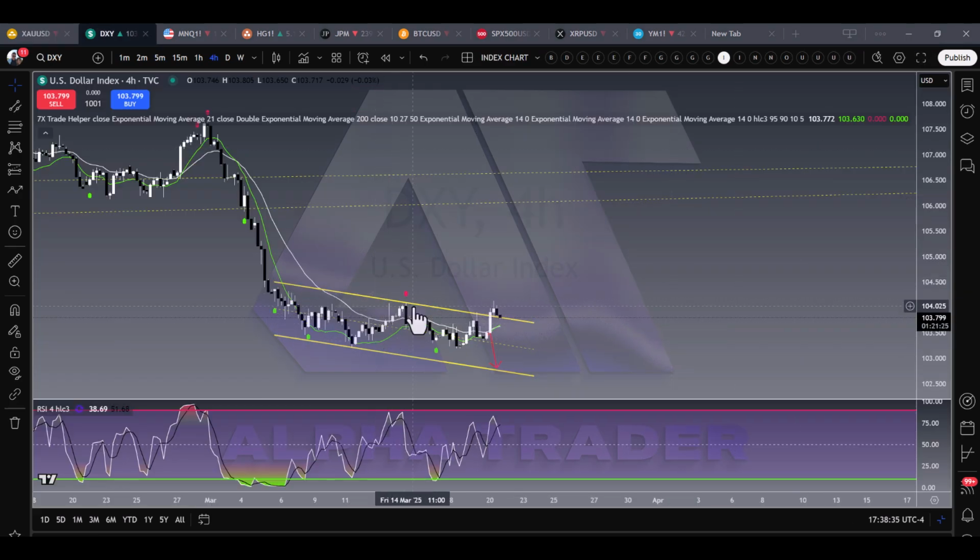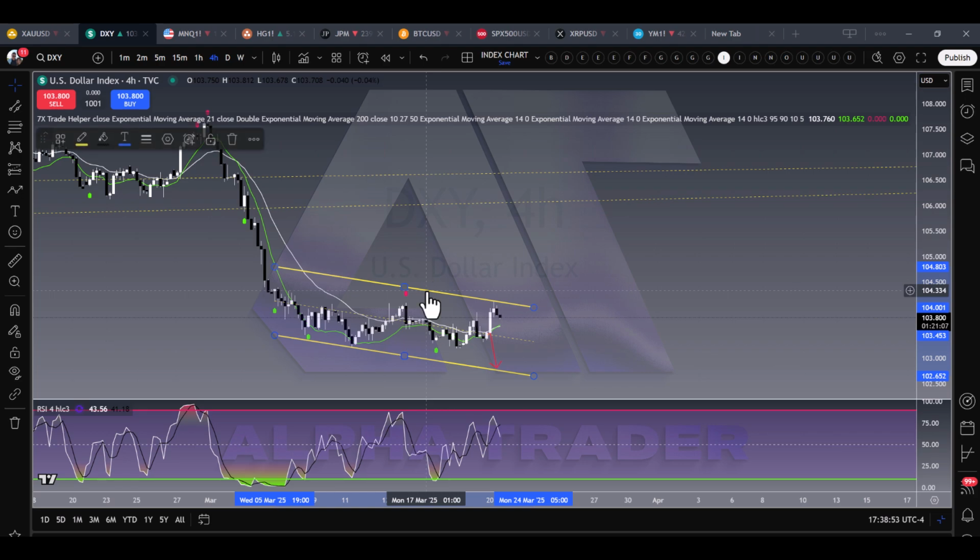Dixie, I got way off. So we were thinking this is the channel, this is the second resistance point, and we're going to head down from there. And it did not do that. It came up and made a new high. So now what we're going to do is change this channel to here, okay?